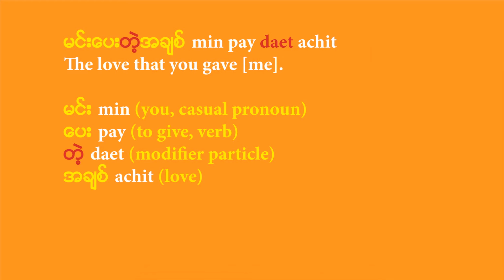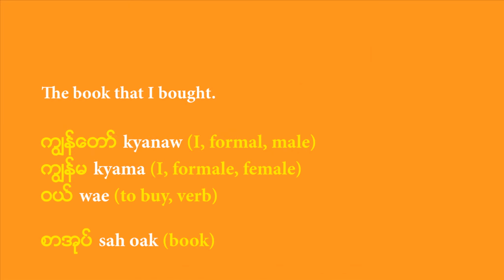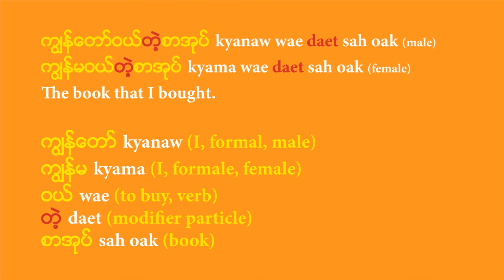In a slightly similar twist, let's figure out how to say the book that I bought. I, if you're a man, is jano. And if you're a woman, it's jama. The verb to buy is wear. And book is sao. So you can put them all together with the particle de to say the book that I bought. Jano were sao. Or if you're a woman, jama were sao.